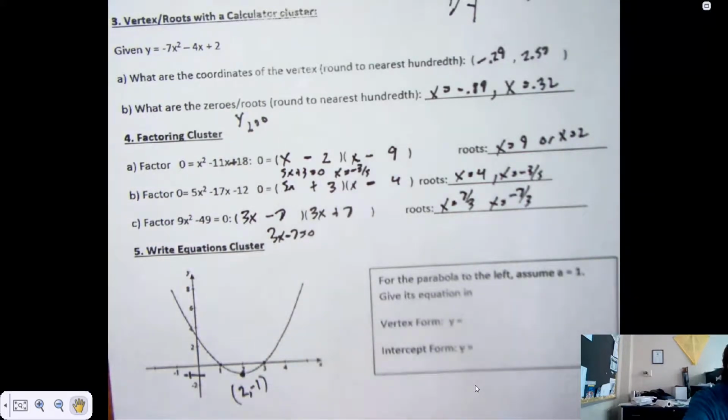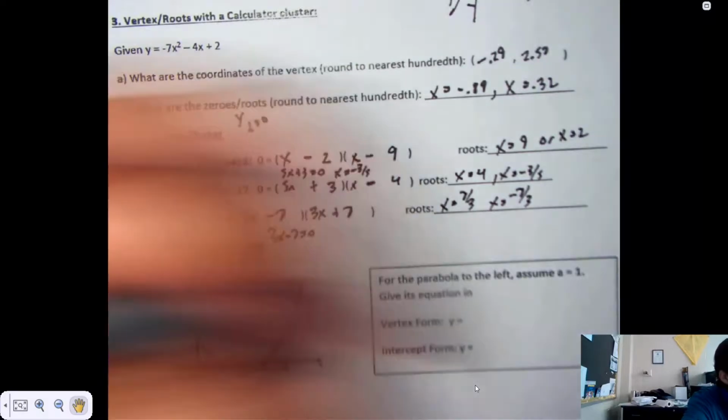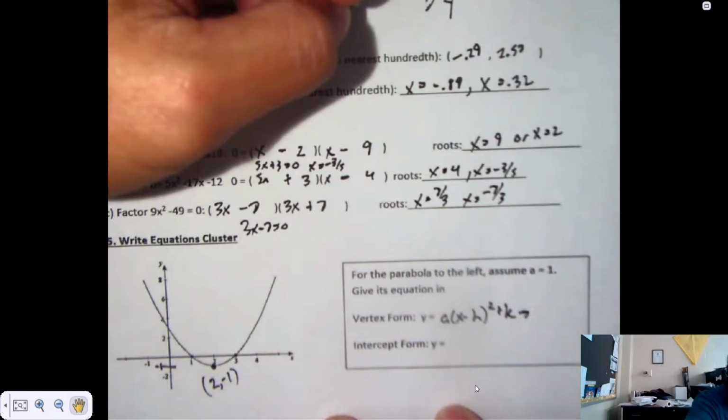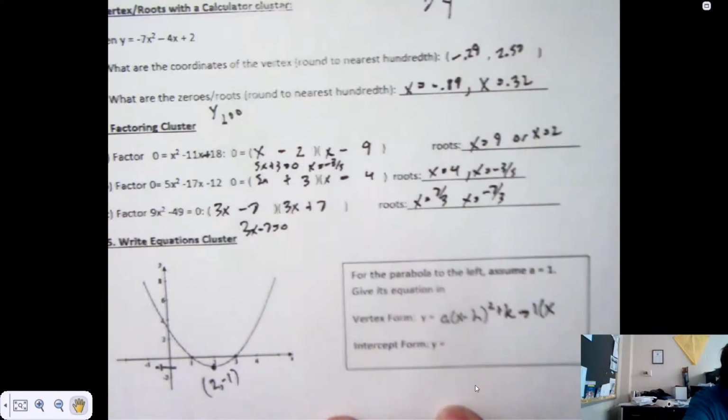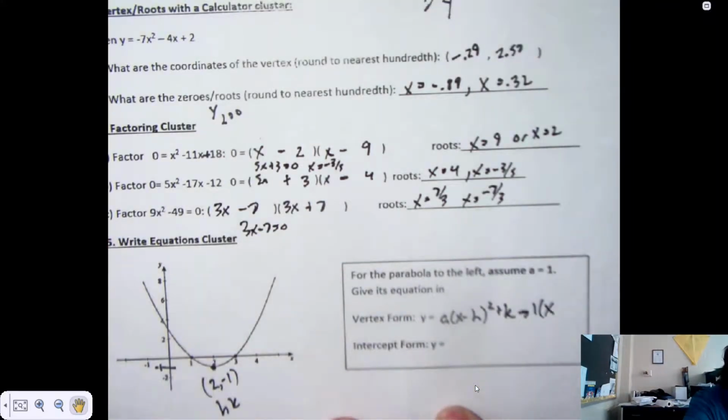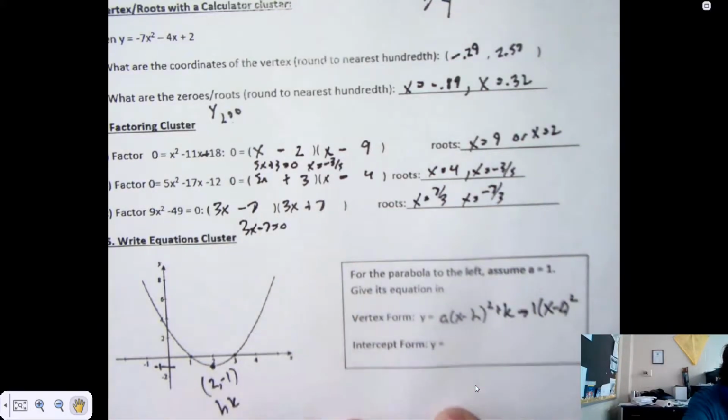Now you have to remember vertex form: y equals a times x minus h squared plus k. Now what am I telling you that a is? 1. I'm looking here at my vertex. My vertex gives me h and k, so x minus what? 2. All squared, and then plus k, but k is negative 1, so minus 1.